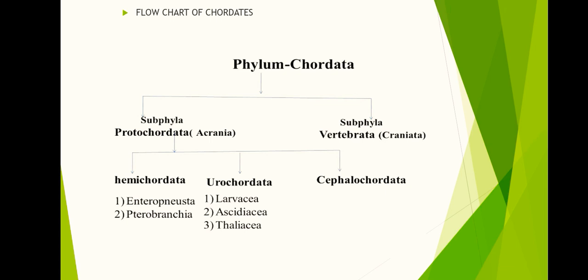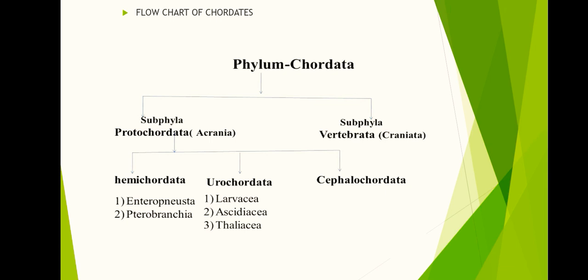The Chordata are nothing but the backbone animals, the animals which have a backbone. They are called chordates or vertebrates. These chordates are classified into two subphyla: subphylum Protochordata and subphylum Vertebrata. The subphylum Protochordata or Acrania is further divided into Hemichordata, Urochordata and Cephalochordata.